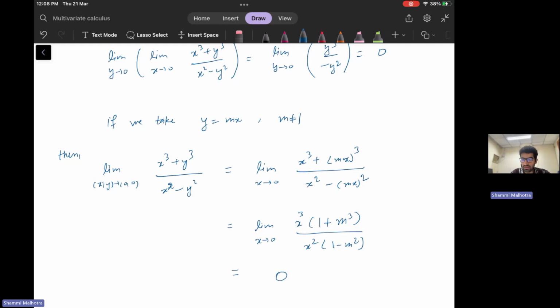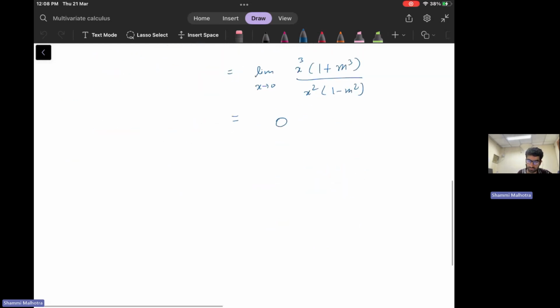So there's a high chance that the limit will exist, and also we have seen the numerator has a higher degree than the denominator. But actually in this case the limit doesn't exist, and the myth we have, that if the numerator has a higher degree than the denominator the limit will exist, is not true actually. So why is it not true?